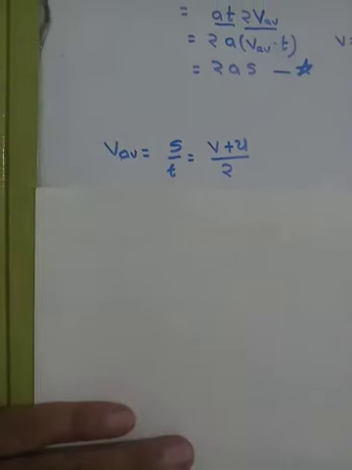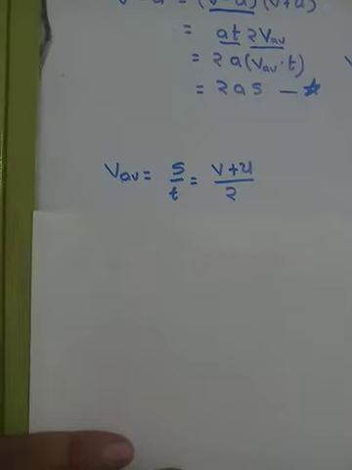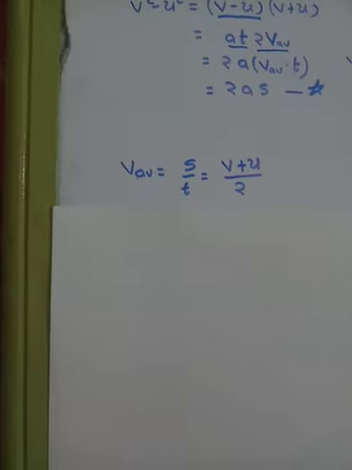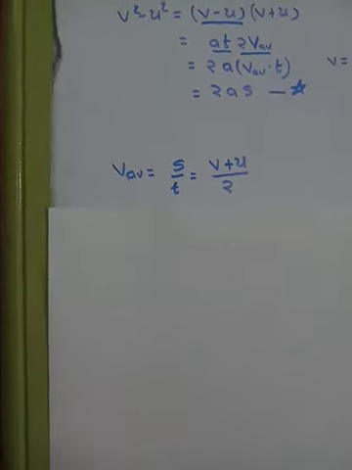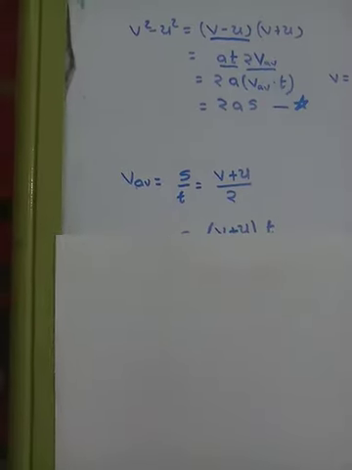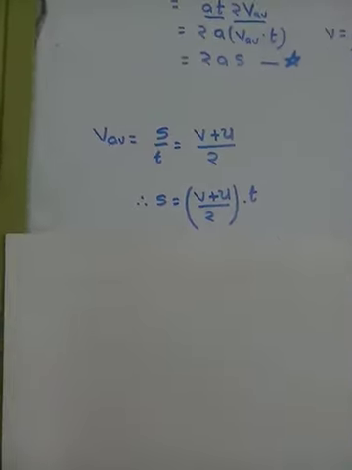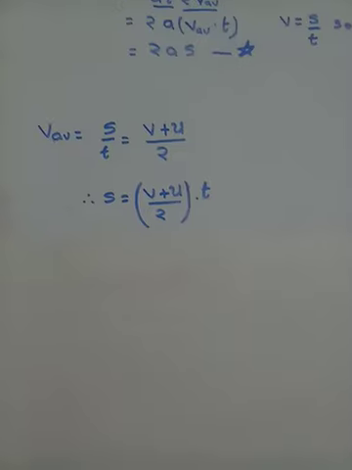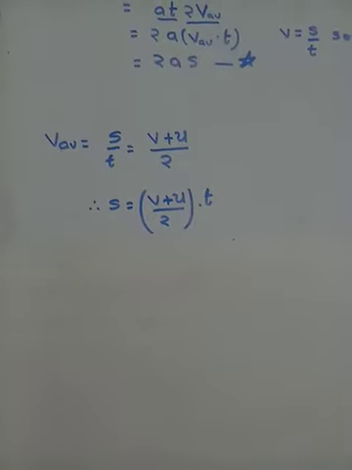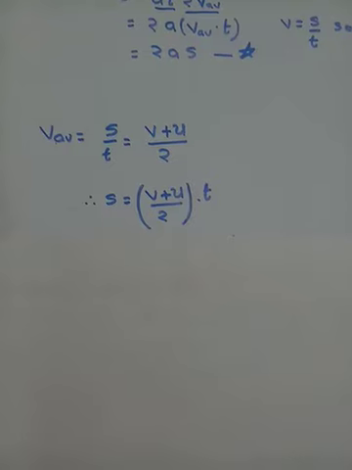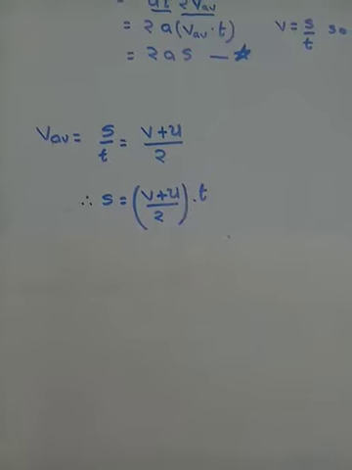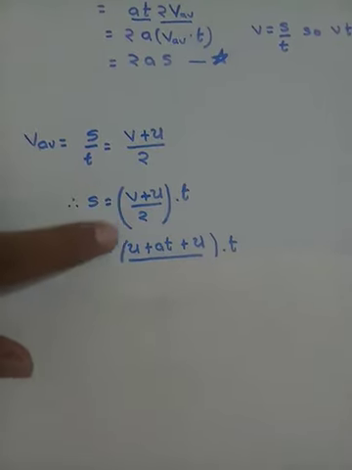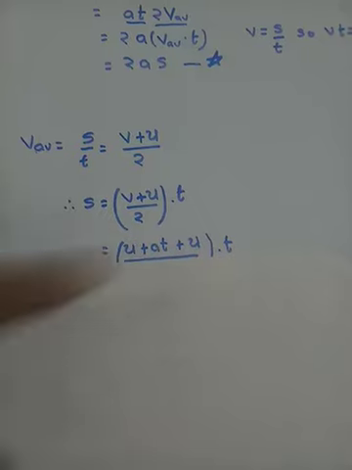Next derivation, we start from this point. Average velocity is defined as total distance upon total time and also defined as v plus u upon 2. So what are we going to do now? We first transpose the t to the other side. T was in the denominator, it now comes in the numerator. That's the first step. Second step: v inside the bracket in the numerator, v plus u by 2. So what is v actually? We go for a substitution of v and write v is equal to u plus at.